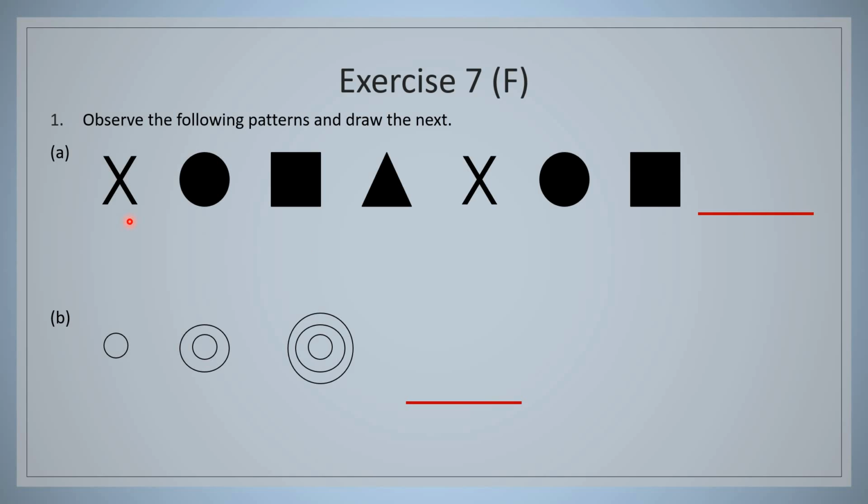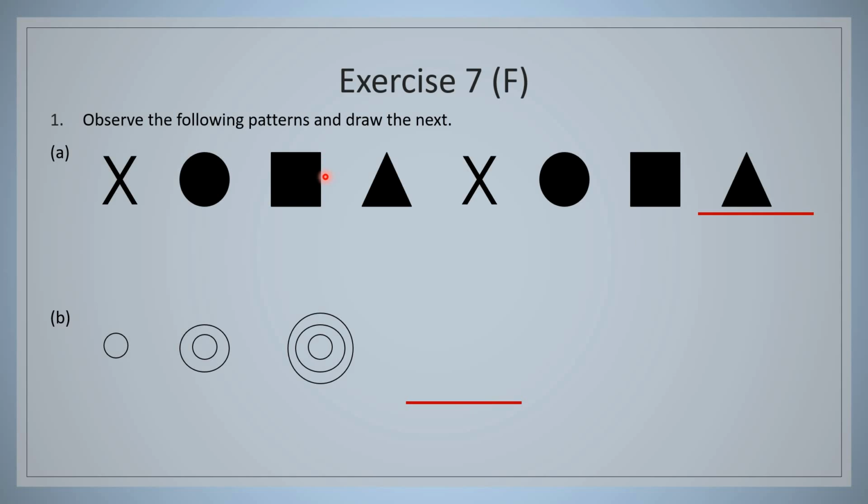You can see first there is a cross, then a circle, a square, a triangle. Again there is a cross. So you can see the sequence has started repeating from this cross. So cross first, then a circle, then a square. What will be the next one? Obviously, the next one is the triangle. So triangle is going to be the next figure.